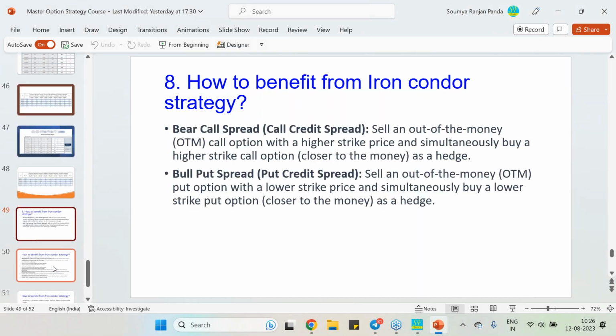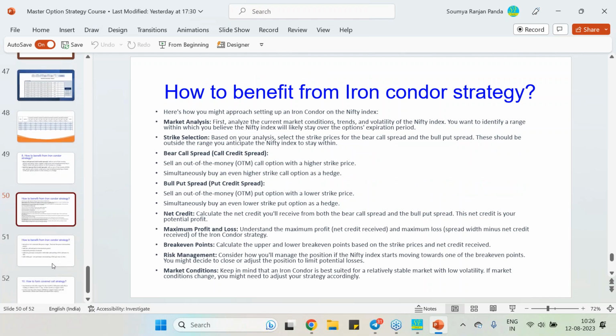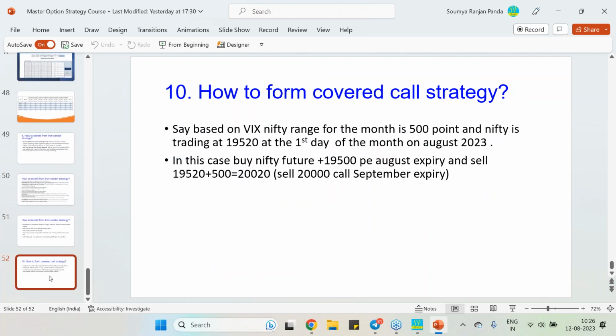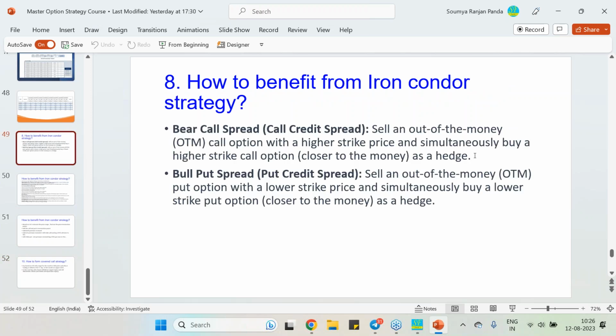Now we'll move to one more strategy, the iron condor strategy. Many of you, I said, the iron condor strategy and box spread strategy are mostly the same. The only difference is that in the box spread, all the option strikes are in the money. In the iron condor, all are out of the money or partially out of the money. That is known as the iron condor. It has a call spread, a long iron condor, a short iron condor. This kind of thing is there.